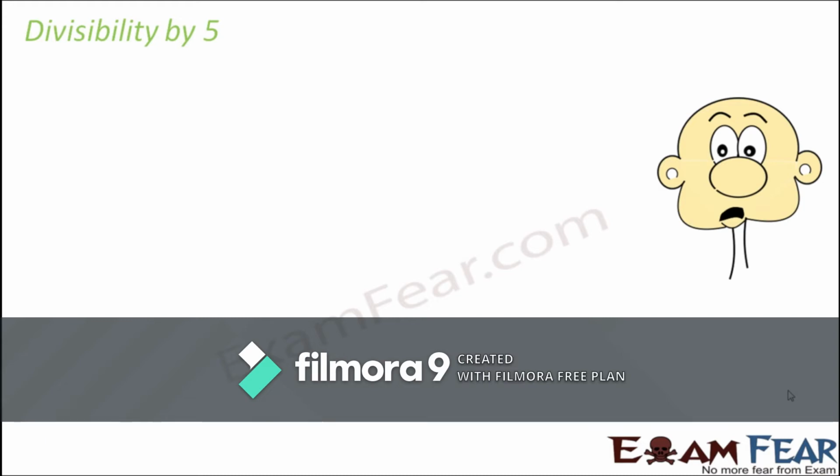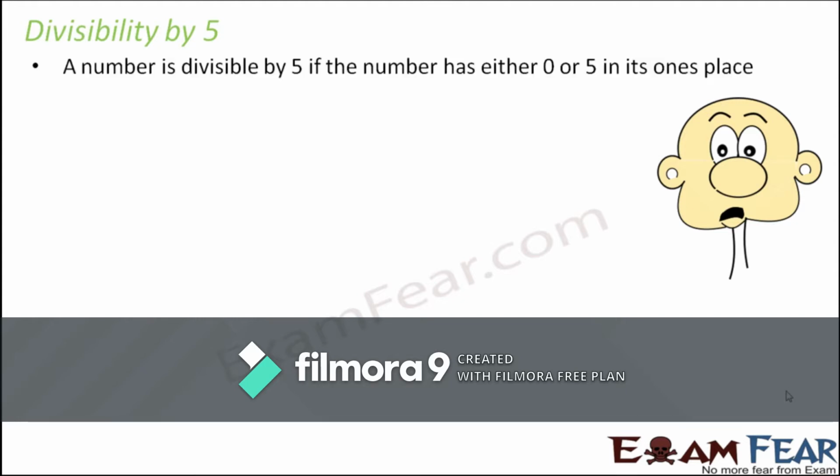So are you seeing that the divisibility process is becoming simpler for every number? Now let's look at the divisibility by 5. Now this is pretty simple. A number is divisible by 5 if the number has 0 or 5 in its ones place. Now ones place is the same as the units place. So here it's quite simple.